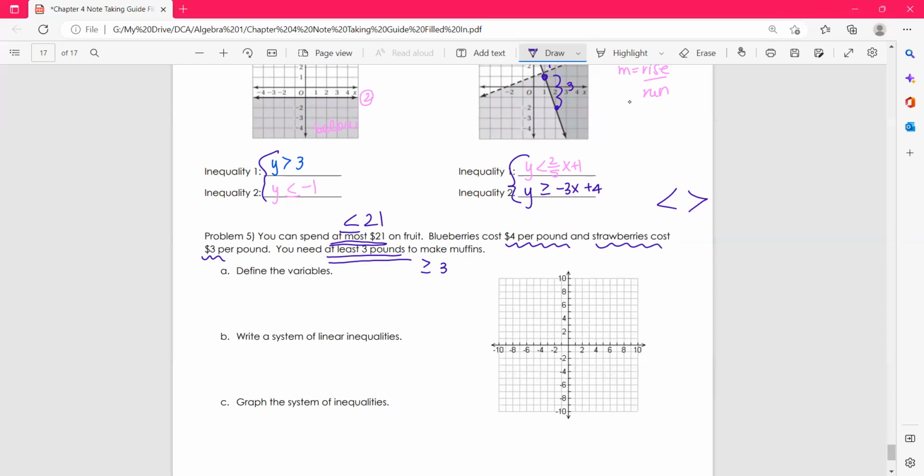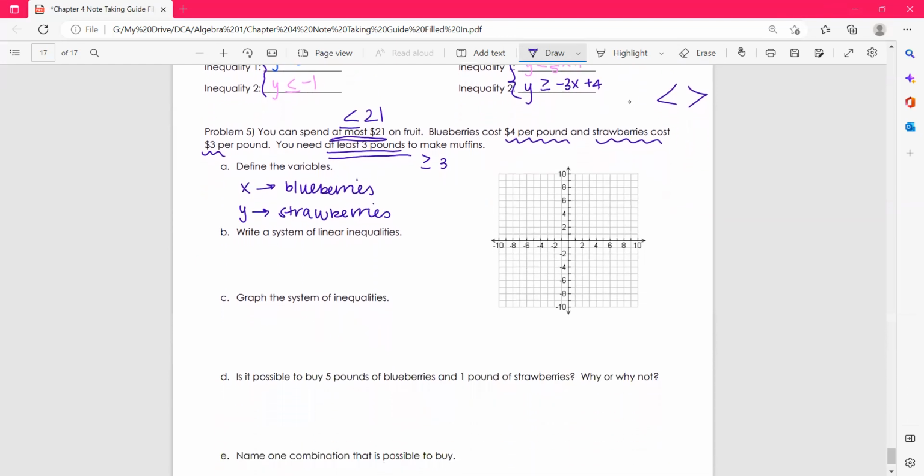Okay, let's define our variables. What two things are we talking about? We got really good at this stuff, guys. Let's say x is for strawberries and y is for, let's go the other way around. x is for blueberries and y is for strawberries. We got really good at this with the practice we did the last couple weeks.